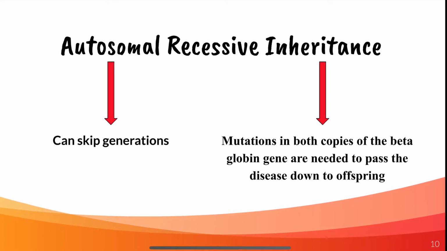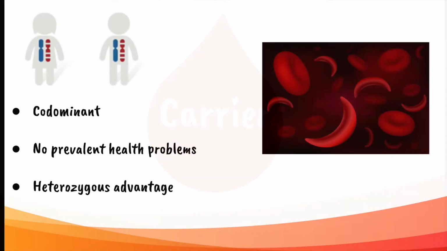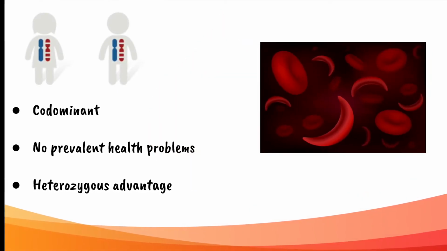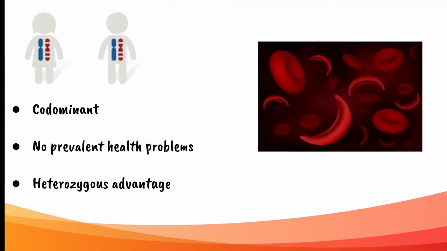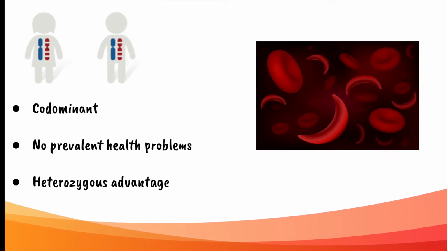However, something that makes sickle cell anemia unique is that one copy of the mutation can make one a carrier. Being a carrier means that one is codominant, causing an individual to have some sickle cells, but mostly regular blood cells. Luckily, carriers have no prevalent health problems, and also have the heterozygous advantage, which we will discuss later in the video.